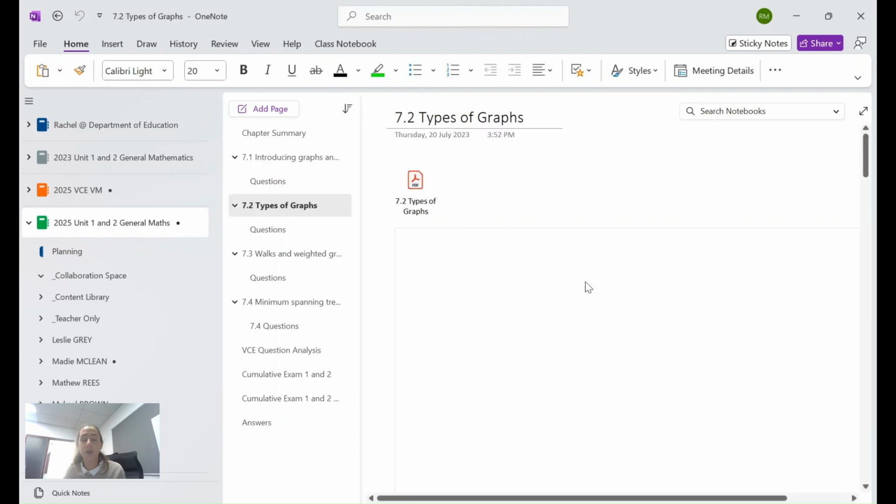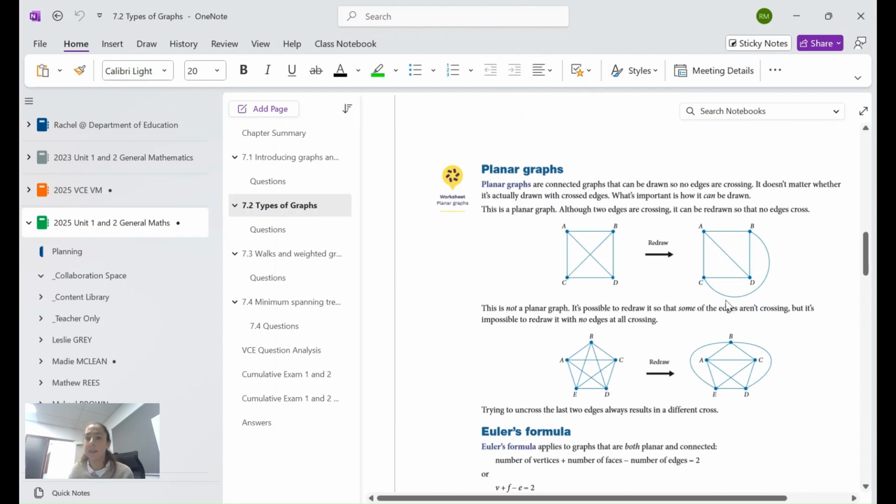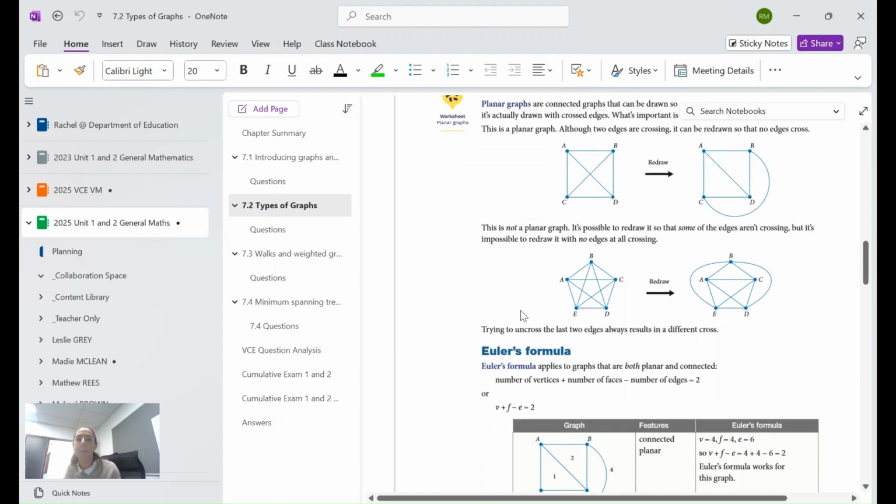Down to types of graphs. So we've got a connected graph where all of those vertices are connected. You can travel from any vertex to any other vertex. These are not connected. You cannot travel from this vertex to any other vertex. It is isolated. Planar graphs are connected graphs that can be drawn so that no edges are crossing. So these edges are crossing here, but we can redraw it so that it is planar. This one can't be redrawn so that the edges aren't crossing, so it's not a planar graph.